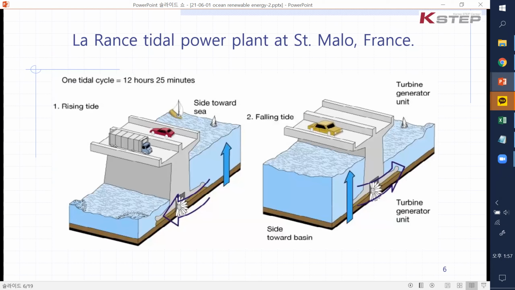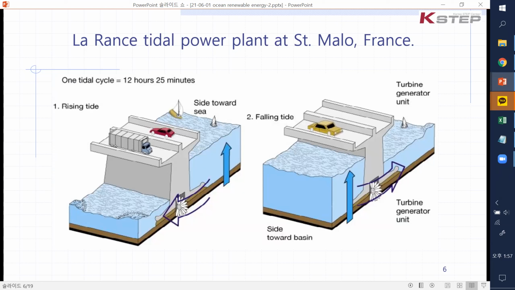This picture is coming from France. It's a tidal power plant. The cycle is 12 hours, as we see. And there is a bridge, a truck is coming, but water is flowing at the bottom of the dam, right? This is where the tidal difference is used.